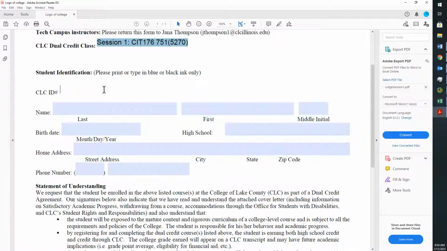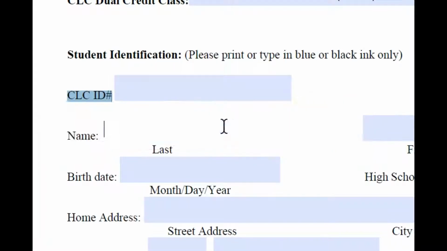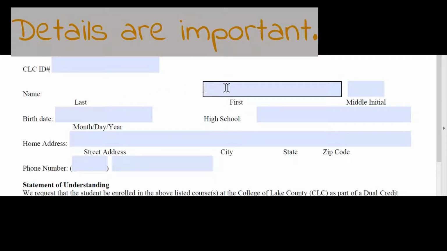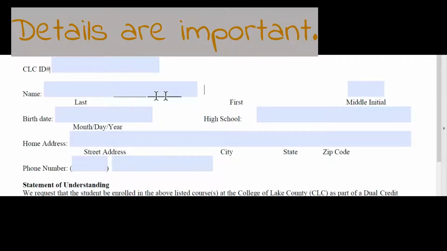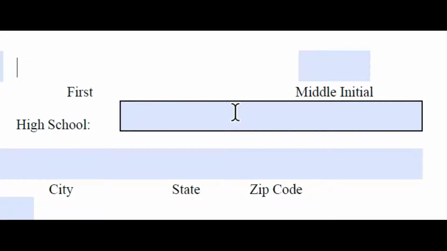The CLC ID number, the first thing on here, must be the one for the College of Lake County. It is not your Tech Campus ID. That's important for you to understand. These should be your legal last and first name. So if you go by Johnny, make sure you put in Jonathan if that's your legal last and first name. Very important, you pay attention to last and first. You don't want to get these reversed. This is the information they require.